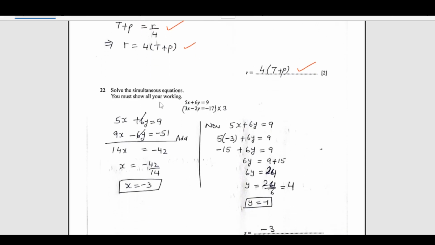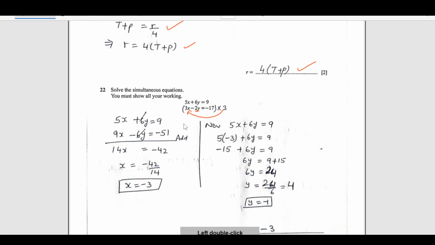Now 22, solve the simultaneous equation. So as you can see, we have these two equations here. So one of the coefficients should be same. So if I see this is 6y here and this is 2y, if we multiply here by 3, it will become 6. So we will multiply throughout the equation by 3. So first equation is as it is, 5x plus 6y equals 9, and when you multiply 3 here, this will be 3 times 3 is 9, 3 times 2 is 6 equals negative 51.